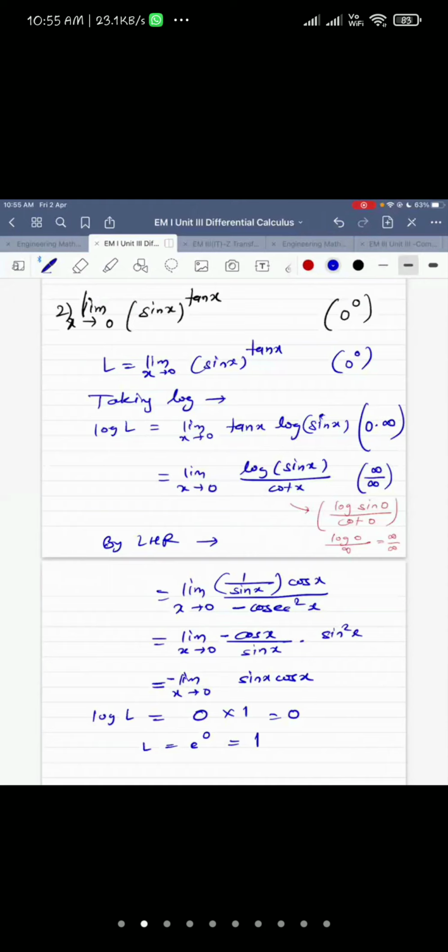Cosec square is 1 upon sine square. Denominator of denominator goes in numerator. So we get it like this.